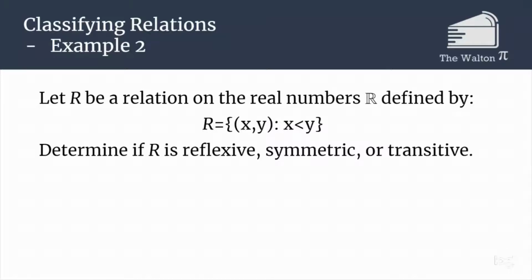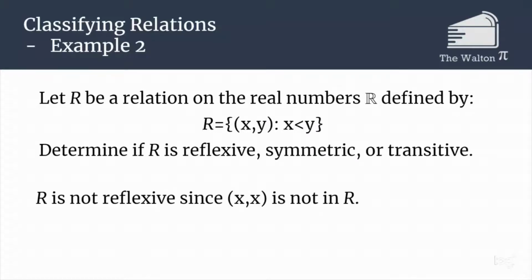Hopefully you were able to figure this out. Let's go through these one at a time. Let's see if we can figure out if R is reflexive. It turns out that R is not reflexive because the pair (x, x) is not in R for any x. Because x is equal to x, and x cannot be less than x, since we are dealing with strictly less than, not less than or equal to. So R is not reflexive.